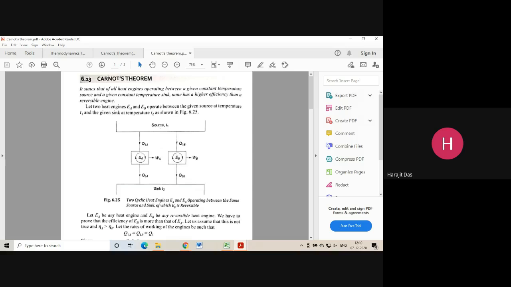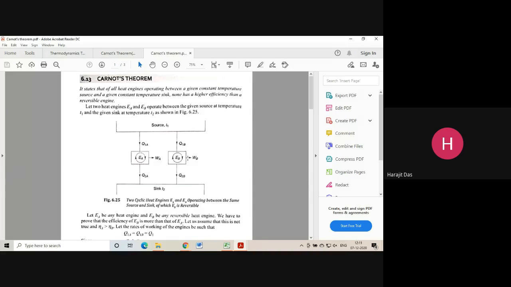Okay, so here in this diagram you can see two engines. One is the irreversible engine, or normal heat engine, and another is the reversible heat engine. We have finally proved that the efficiency of this reversible engine is maximum. So in between two constant temperature sources, the reversible heat engine will have the maximum efficiency.